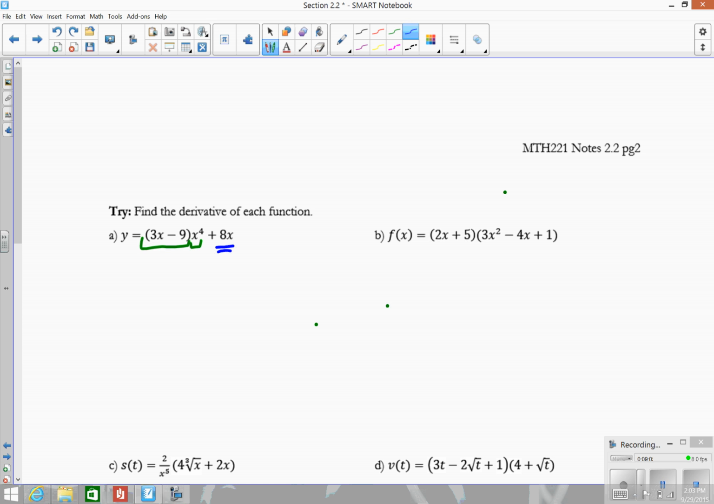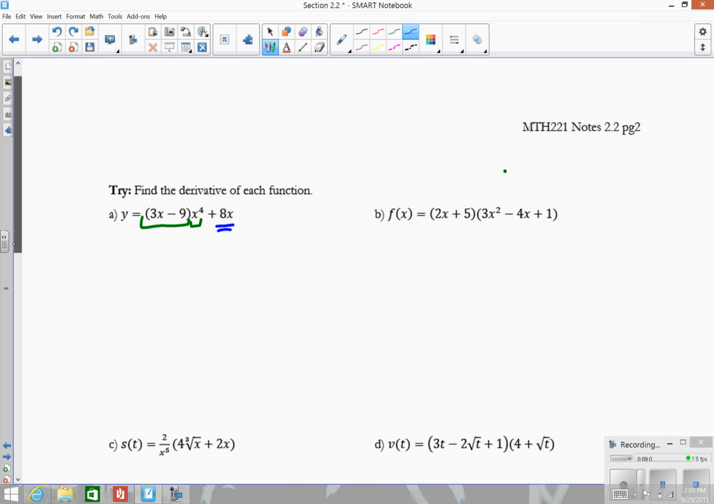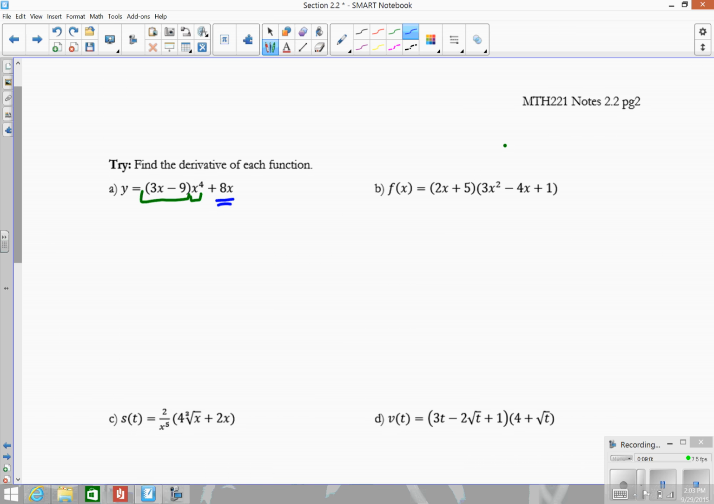So that extra piece at the end, we're just going to have to make sure that we remember to take the derivative of it and add it on to whatever we get from the product. Now, like I said, it's up to you if you want to distribute this x to the fourth and then just do the power rule. You can do that, or you can use the product rule. I'm going to use the product rule just because I want to practice using it with you on some of these easier ones, but it's your preference.